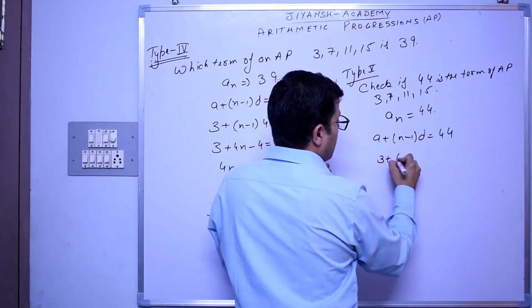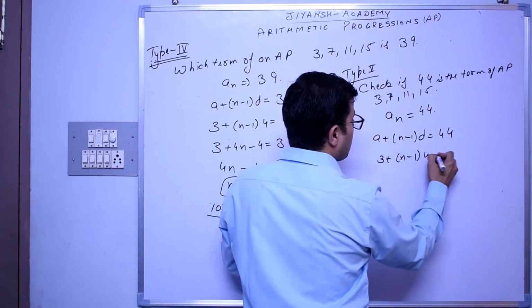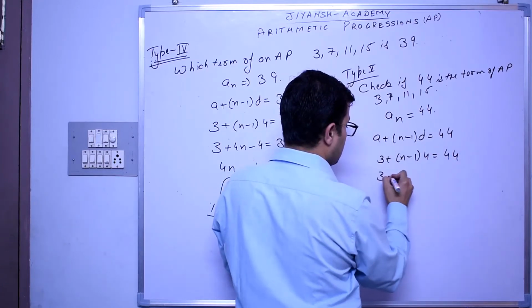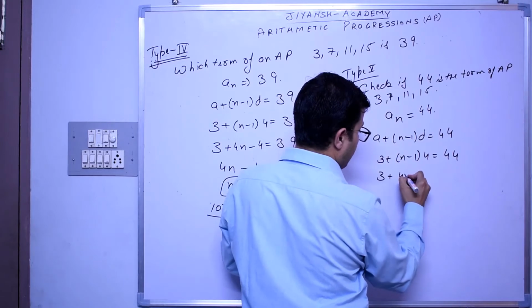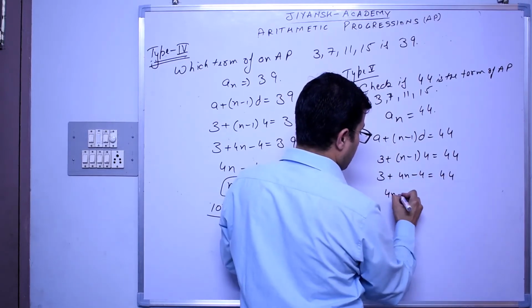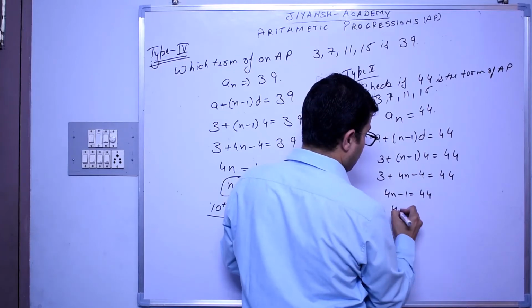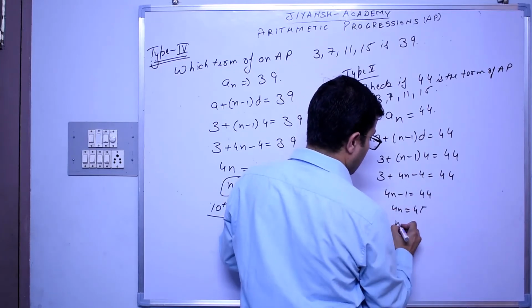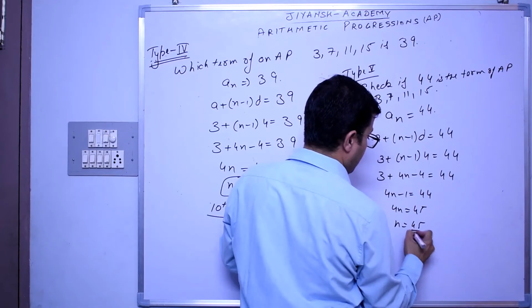So 3 plus n minus 1 into 4 is 44. 3 plus 4n minus 4 is 44. So 4n minus 1 is equal to 44. 4n is equal to 45. Now n comes out to be 45 by 4.